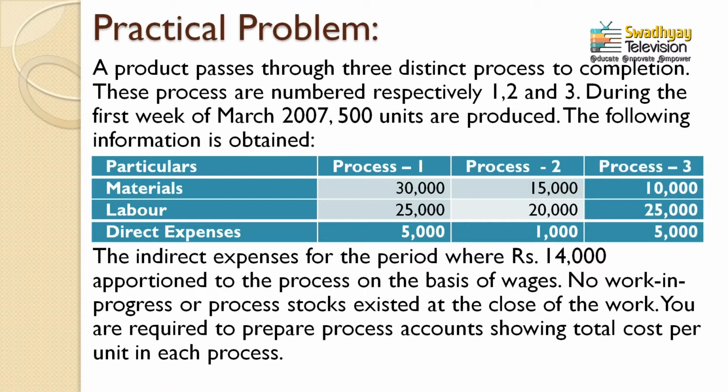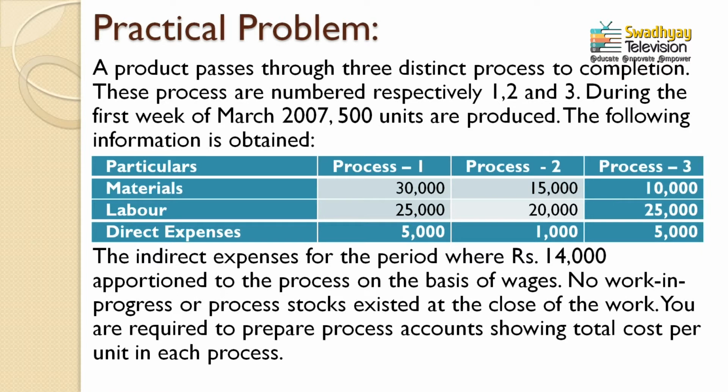That means the information is carried out for the first week of March 2007, and for that the company is manufacturing 500 units. So, they have different processes across all 3 parts for 500 units. Regarding this particular manufacturing process, they have certain expenditures according to the following format.